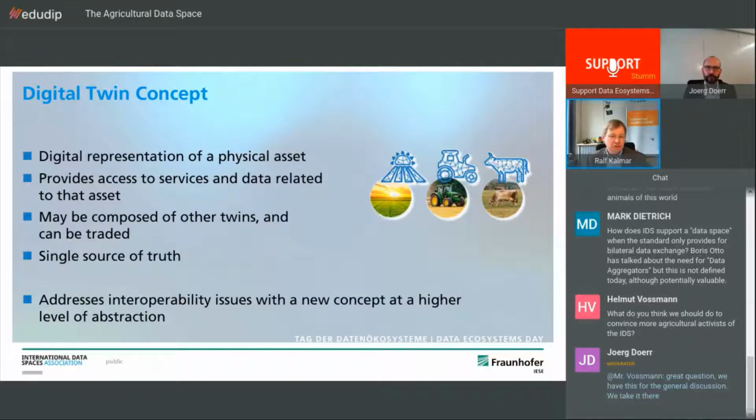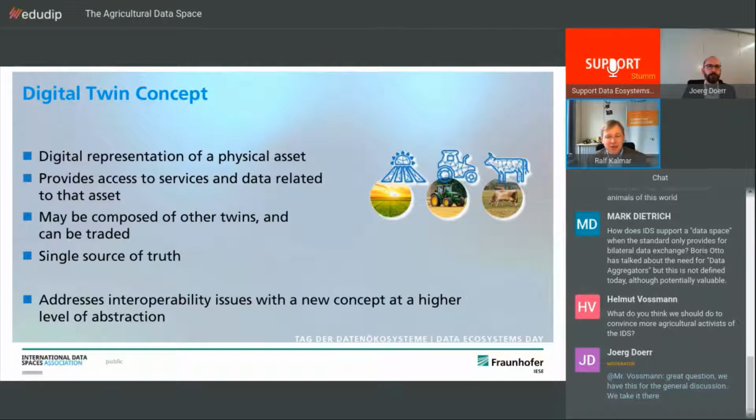A digital twin could also be composed of or contain other digital twins, like the digital twin of a field could contain sensors for humidity, or a tractor, of course, can have many digital twins of components within it.